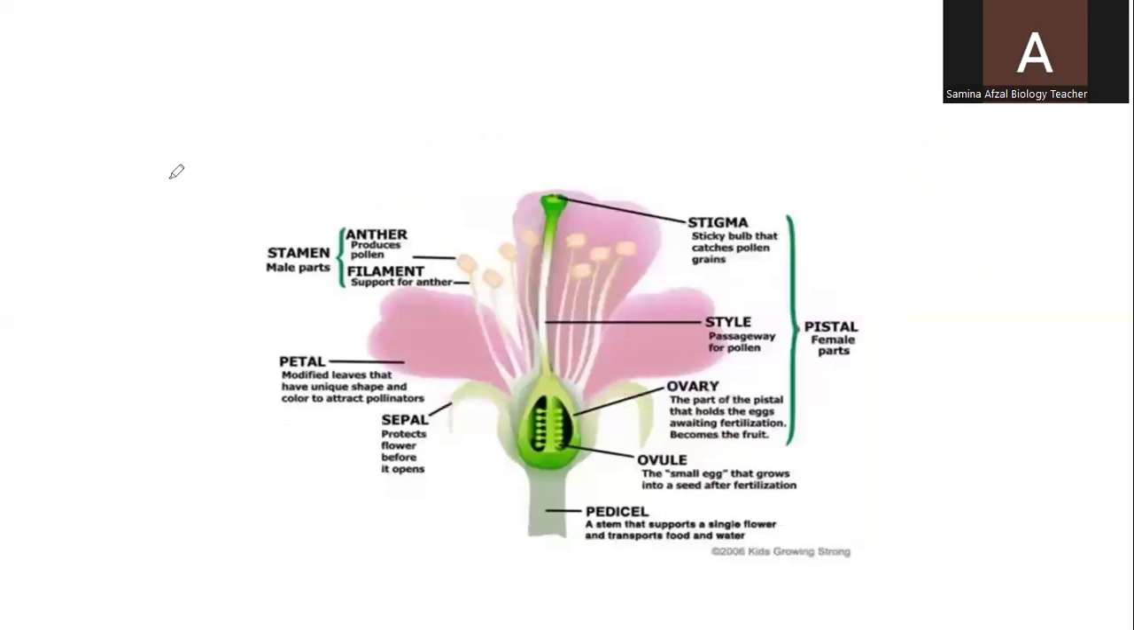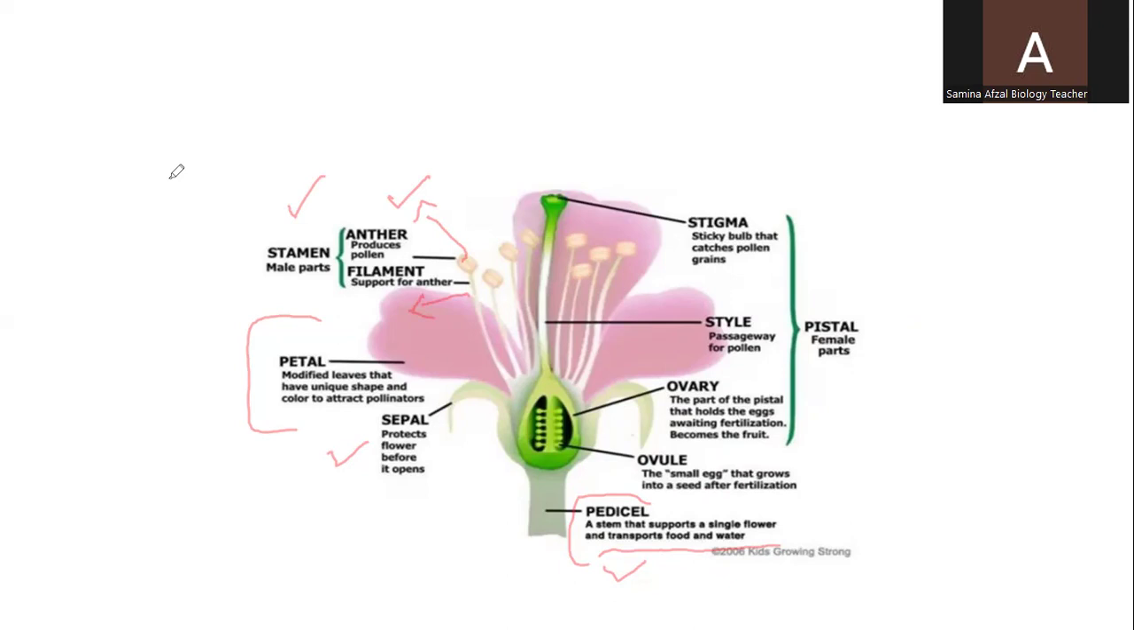Now, first of all, we will start from the pedicel, the stem that supports a single flower and transports food and water. That is the function of the pedicel. Then the sepals. Sepals protect the flower before it opens, so they protect the flower buds. Then the petals, which are very colorful and attract the insects for pollination. Then the male part, which contains stamens, which consist of the anther, which contains pollens, and the filament, which supports the anther.